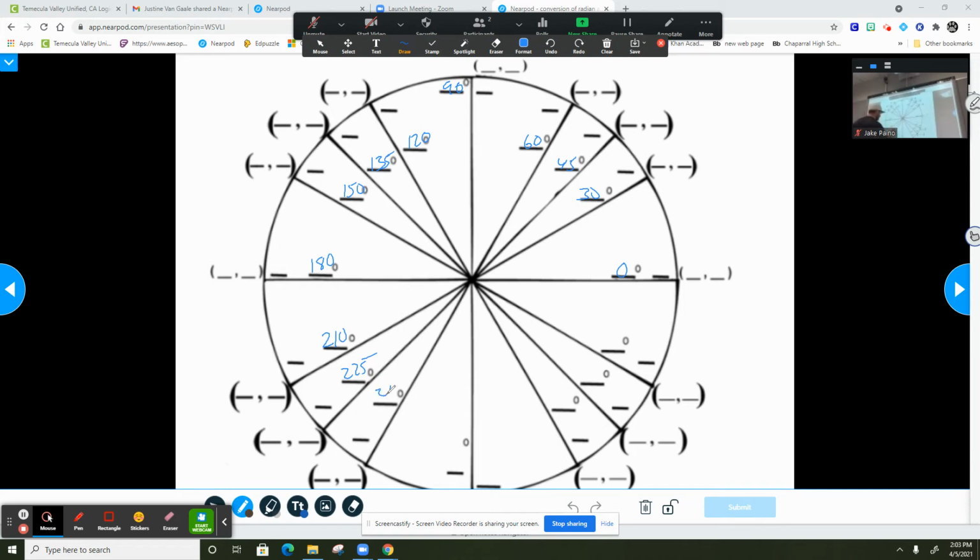225, 240, 270, 300, 315, 330. We always end at 360. All right, so we have the degrees put in. Okay, we know some points. We know all the points, but we'll just label these along that actually hit the x and y axis here. I mean, this one's kind of off the chart here, but put it in there.